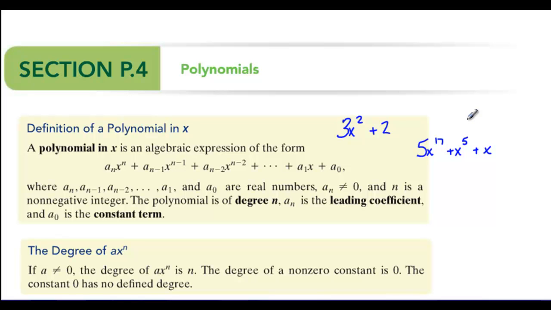The leading coefficient is the number in front of the highest exponent, so the x to the 17th, that 5 is the leading coefficient. And here, 3x squared, that 3 is the leading coefficient. And a sub naught is the constant term. The constant term is the number that doesn't have an x. So in this second polynomial, we don't have a constant term, and in this first one, the constant term would be a 2.